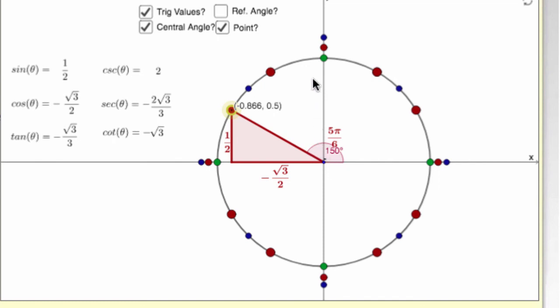So definitely spend some time exploring this. This is a very interesting interactive graph, and it'll hopefully help you make sense of reference angles a lot better. So that's the big picture for this lesson.